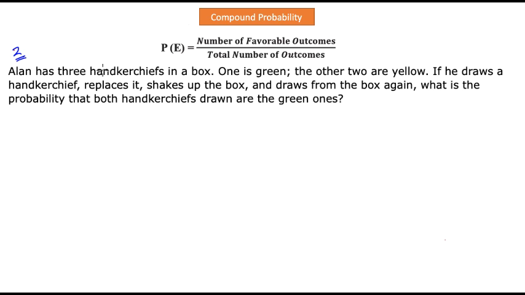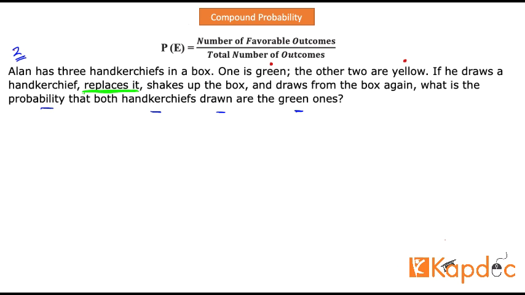If he draws a handkerchief, replaces it and shakes the box and draws from the box again, what is the probability that both handkerchiefs drawn are the green ones? Okay. Now here are some keywords that are going to be very useful in identifying how to solve this problem. So replacing the handkerchief after your first selection, that is the key part here. And the box contains one green and two yellow handkerchiefs.